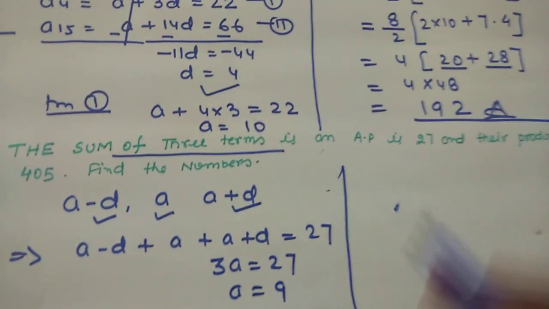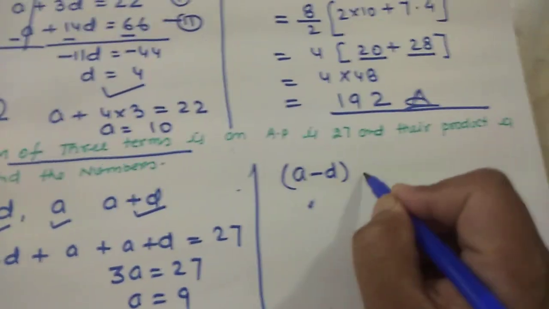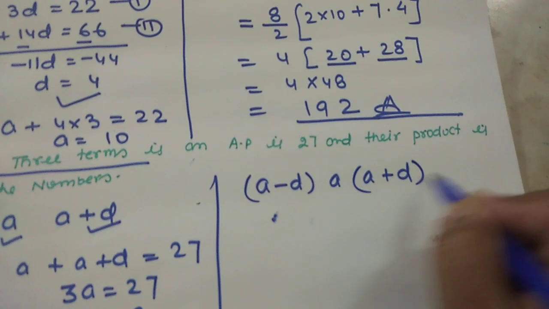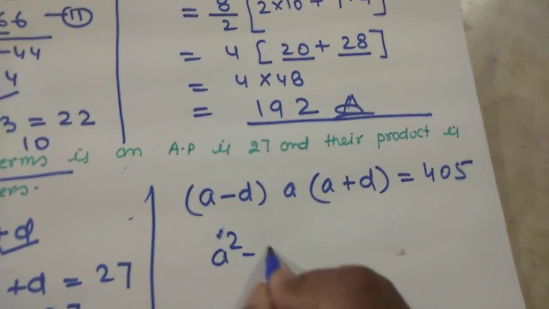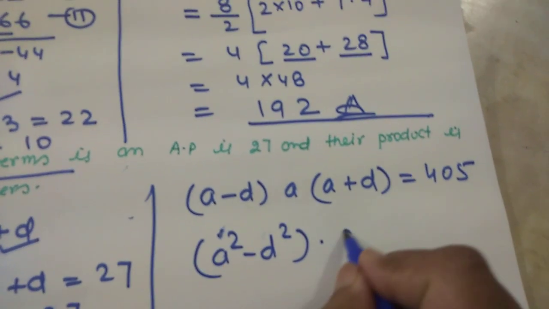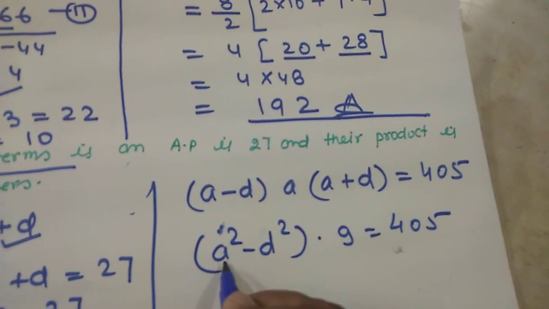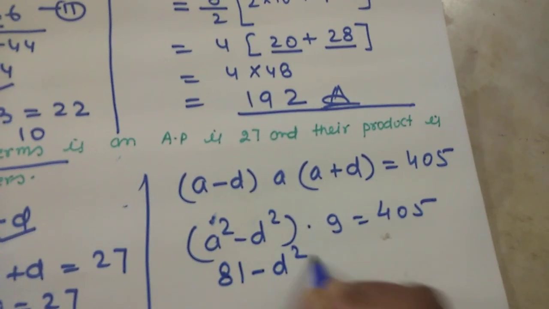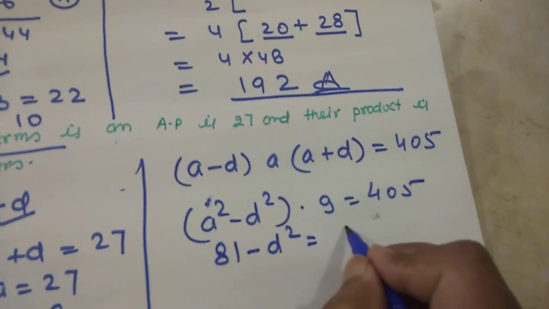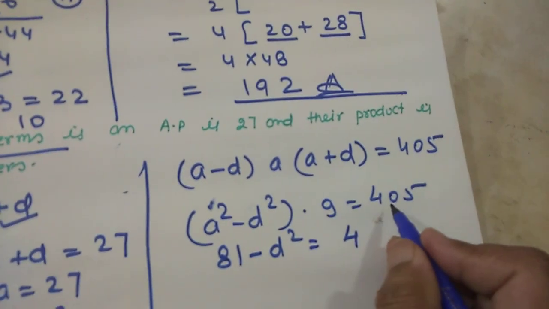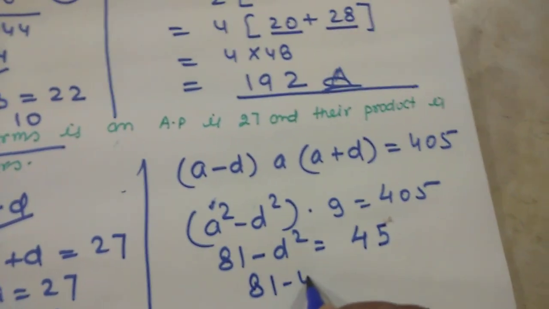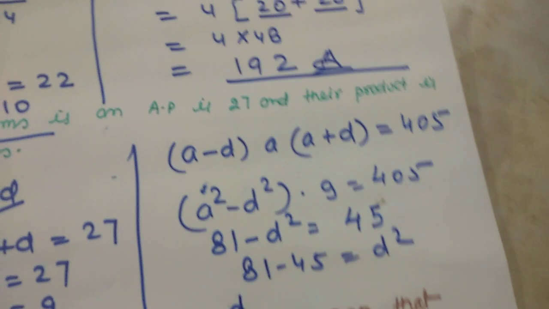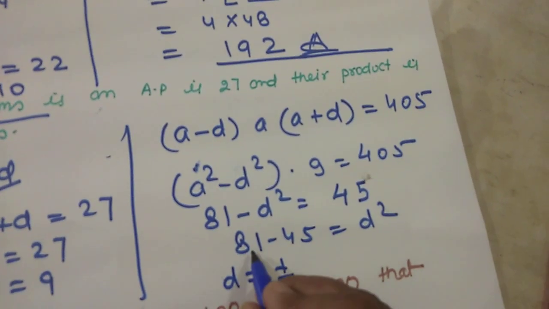And their product, a minus d, a, a plus d, is 405. So (a minus d)(a plus d) gives a square minus d square, multiplied by a equal to 9, equals 405. Divide this by 9: 9 fours are 36, 9 fives are 45. 9 nines are 81, so 81 minus 45 is equal to d square. d equals plus or minus the square root of 36, that is 6.